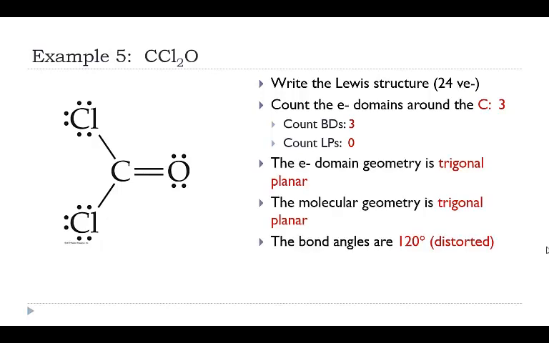So the electron domain geometry is trigonal planar, and the molecular geometry is also trigonal planar. The bond angles are distorted. The ones between the oxygen and the chlorine are slightly larger than 120, and the chlorine-carbon-chlorine bond angle is slightly less than 120 degrees.